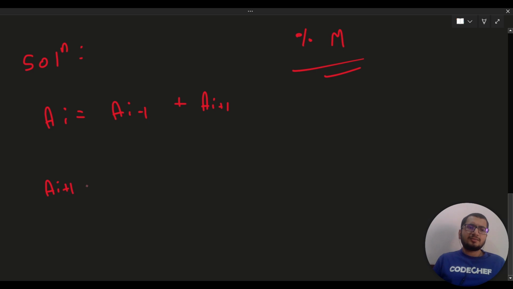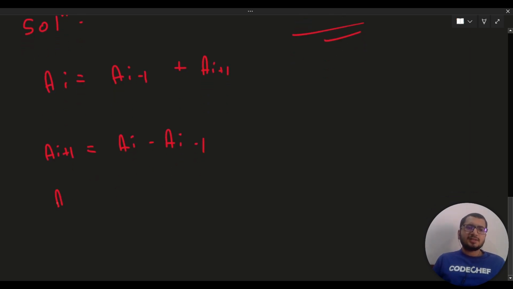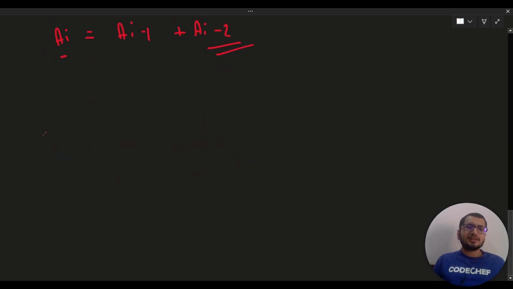That is, A_{i+1} is nothing but A_i minus A_{i-1}. Further simplifying, we can convert that A_i is nothing but A_{i-1} minus A_{i-2}. This is much more feasible for us to consume because now, for the current element, we are only concerned with the last two elements. So in our array, we know that the 0th element is already 0 and the n plus 1 element is also 0.